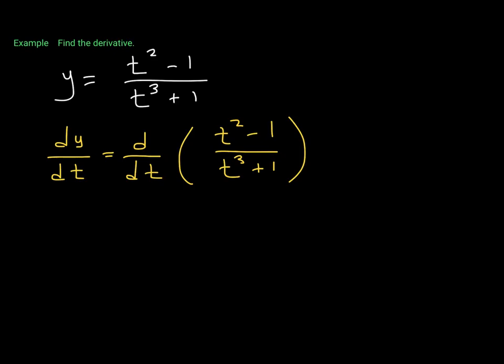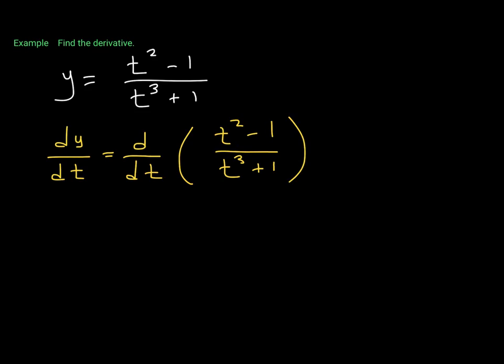Actually, I take that back. In this case, it can, right? t squared minus 1 is t minus 1 times t plus 1. The denominator, if you factor it, is t plus 1 times t squared minus t plus 1. So you have a common factor. I think I did that correctly. Anyway, I just would like to highlight that this could be simplified a little bit, but you're still going to end up having to use the quotient rule. So I'm just going to go ahead and use the quotient rule.